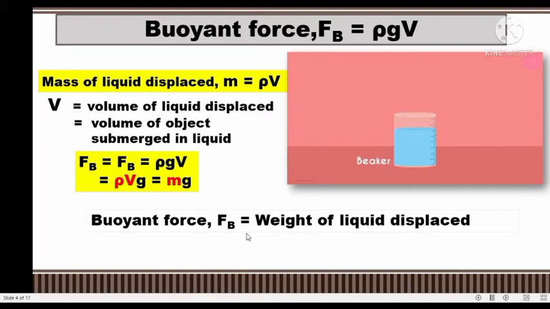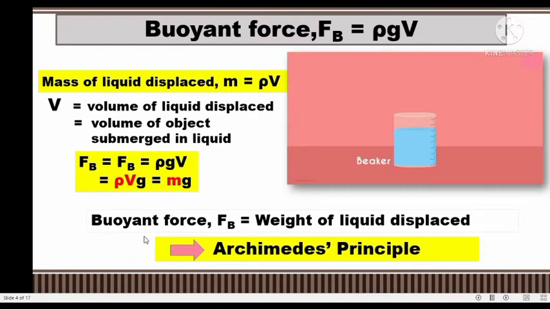This relationship can be proved by an experiment that will be carried out in the lab. This is actually the simplest way to state Archimedes' Principle. Okay, so buoyant force equals weight of liquid displaced.